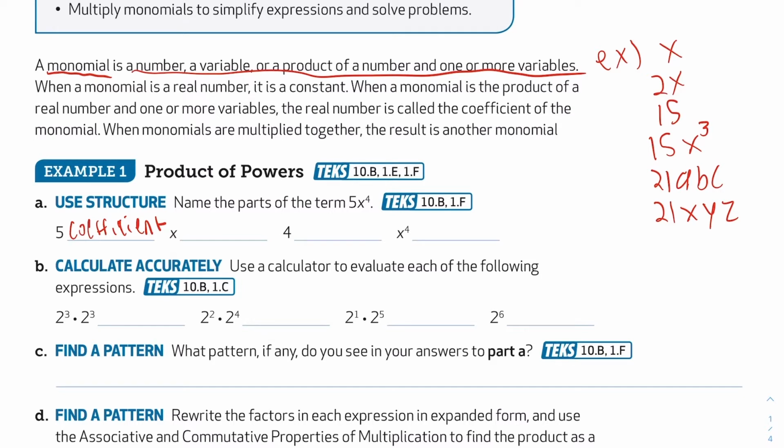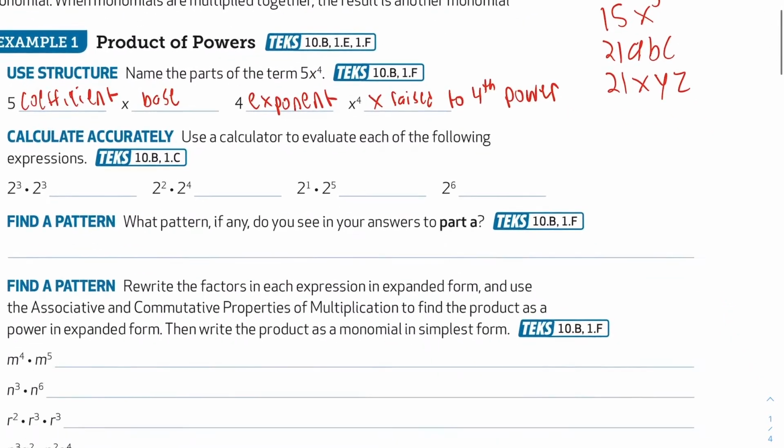x, that has to do with what we just talked about. x is being raised to the fourth power, and yesterday in your notes it said that if it is being raised to the power, that is the base. 4 is the actual exponent. x to the fourth is x raised to the fourth power. Make sure you wrote all that down.